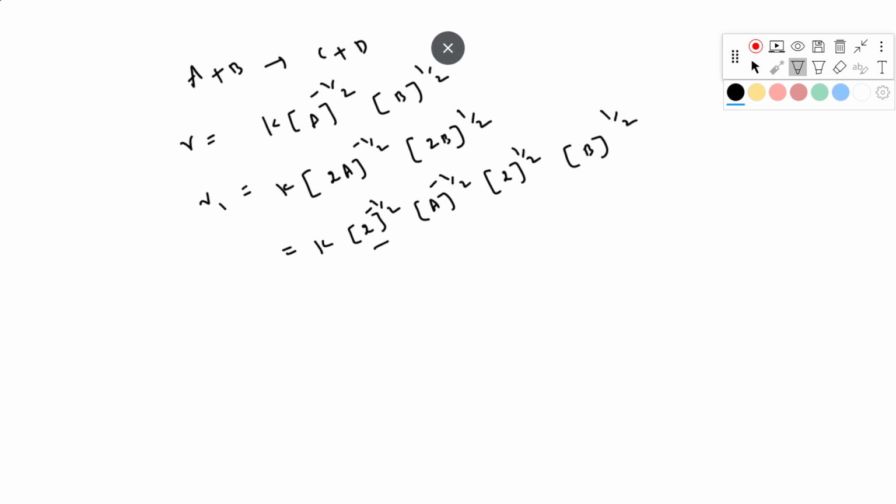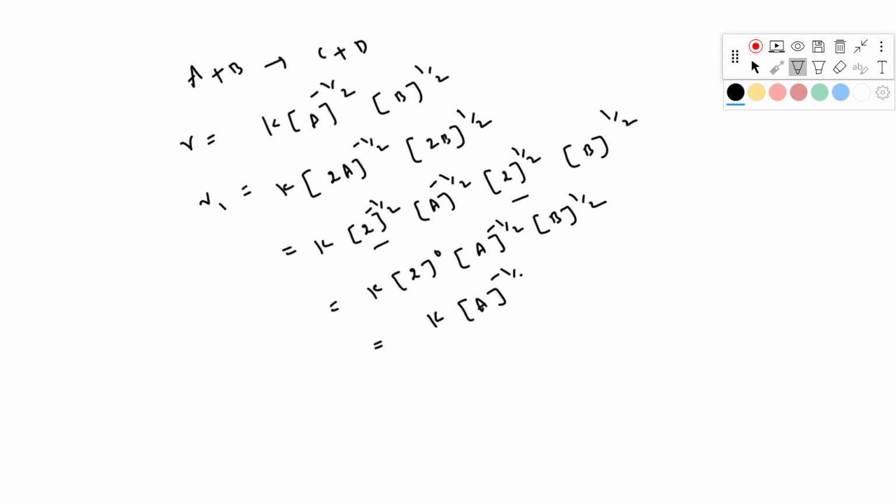Here the base is same, so you can add the powers: minus 1 by 2 plus 1 by 2 is 0. So I can write K into 2 power 0, A power minus 1 by 2, B power 1 by 2. Anything power 0 is 1. So K into, again I will get the same rate. That means R equals R1. So the answer is the rate is same. Okay.